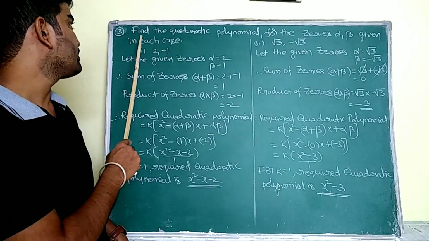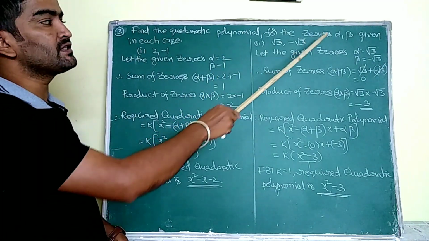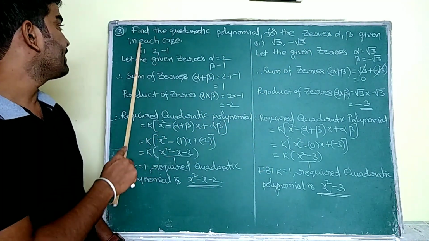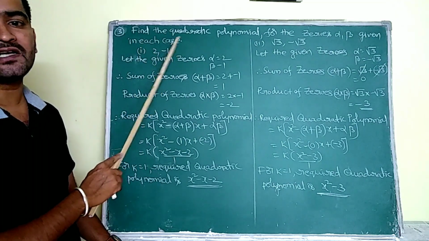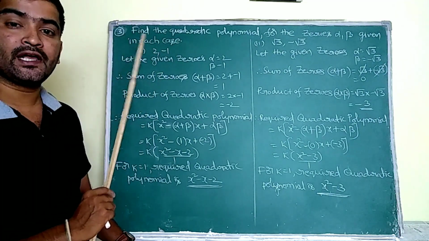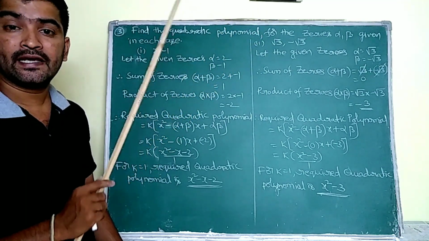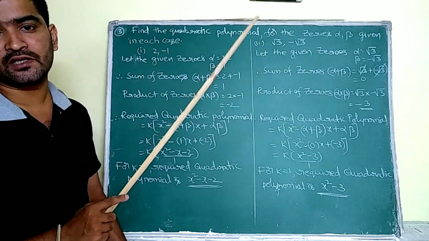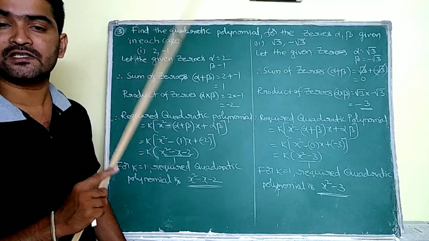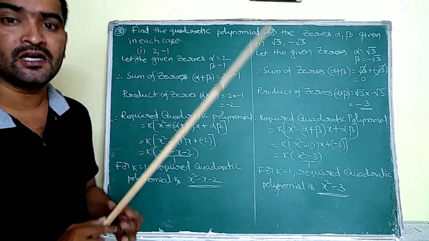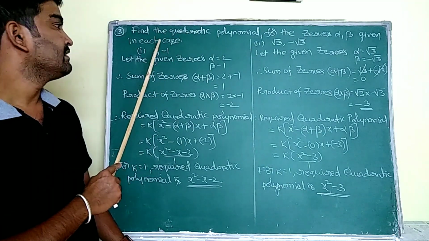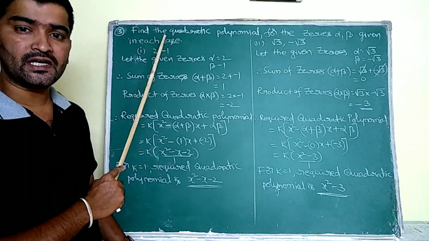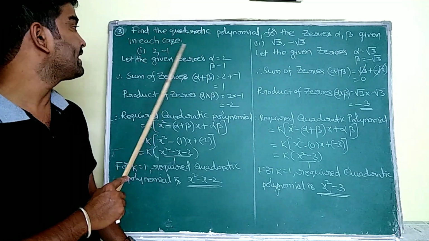Here it is asking us to write the quadratic polynomial for the zeros alpha, beta given in each case. That means here the given values, one is alpha, another one is beta. Now in the previous problem, he gave the sum of zeros and product of zeros. That means in the two values, the first one is the sum of zeros and the second one is the product of zeros, in the previous case. Now here he gave the zeros, that is, one is alpha, another one is beta.